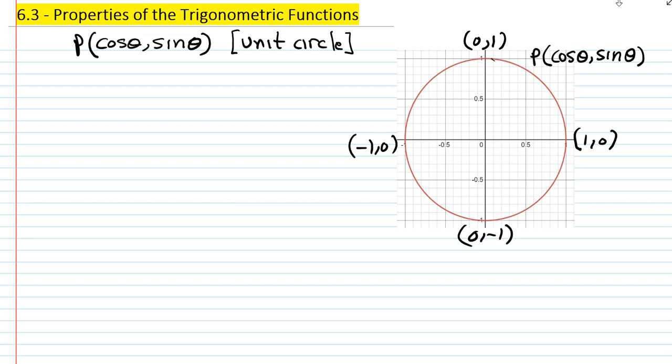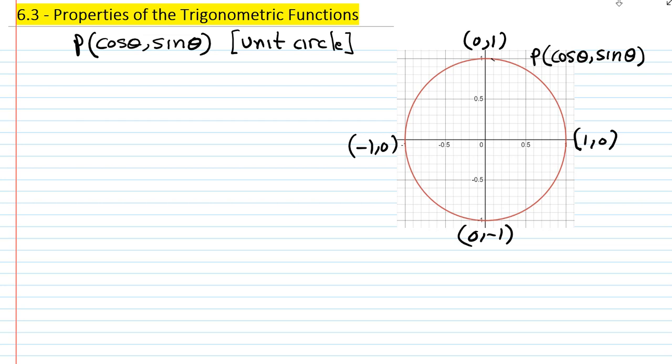Okay, so let's take a look at some of the properties of trig functions. Now, if you recall from the previous lecture, we had a unit circle. That's how we motivated all 6 of the trig functions. Those were sine, cosine, tan, cotan, secant, and cosecant.